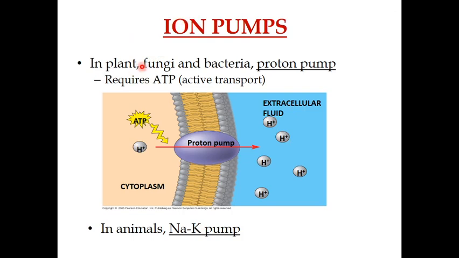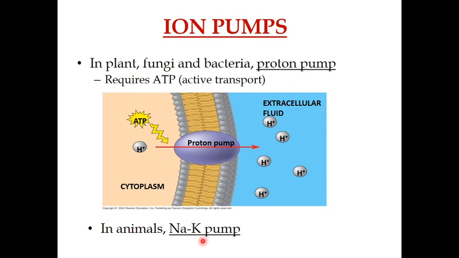In plants, fungi and bacteria, they have a proton pump. We know protons are hydrogen plus ions, and these hydrogen plus ions move inside and outside the cell with the help of proton pumps, specifically the proteins which send out this H plus ion. Concentration is less here, and from the lower concentration itself it is sent outside the cell by spending energy. That is why we call that process active transport.